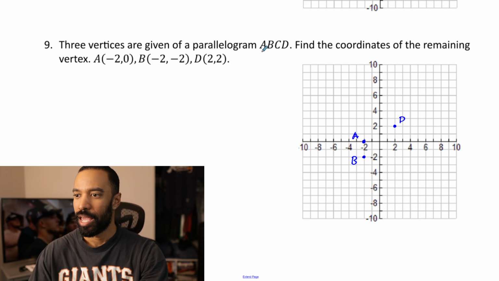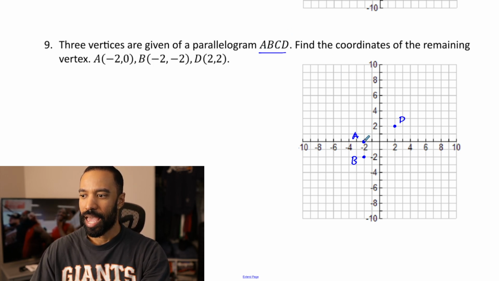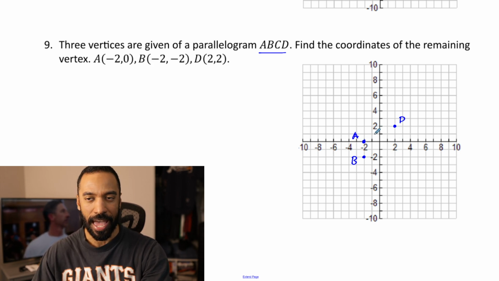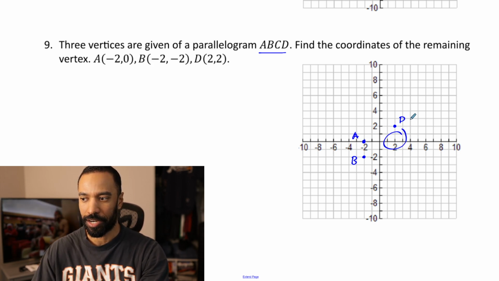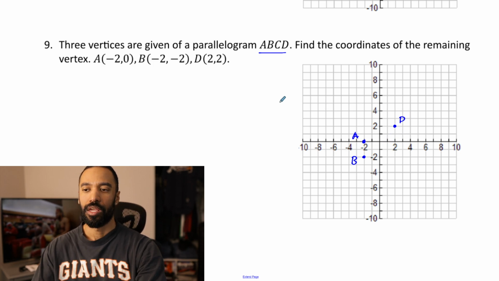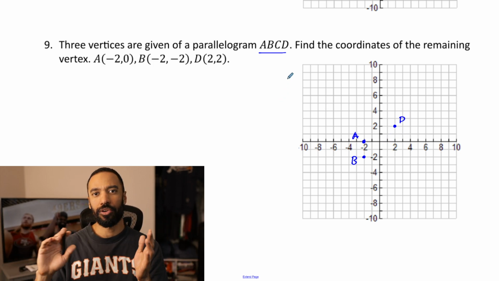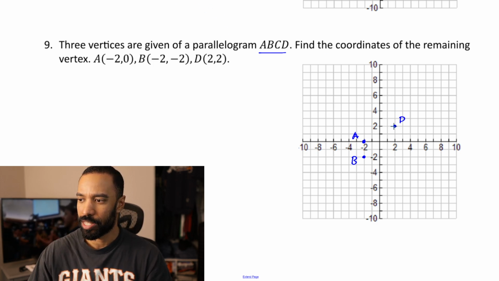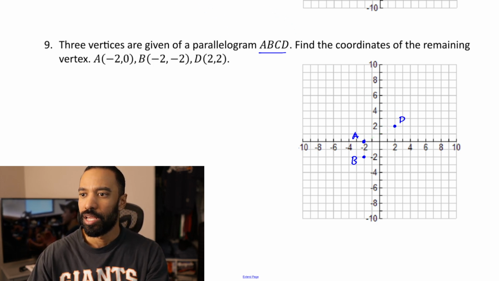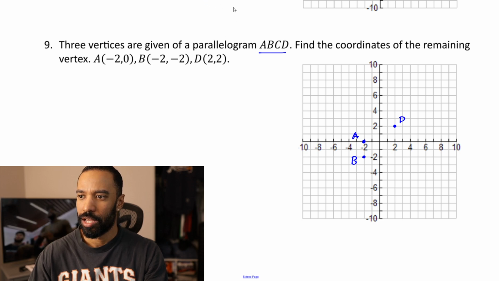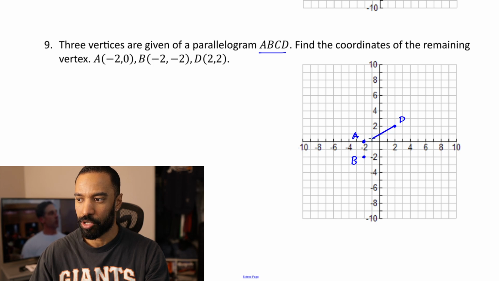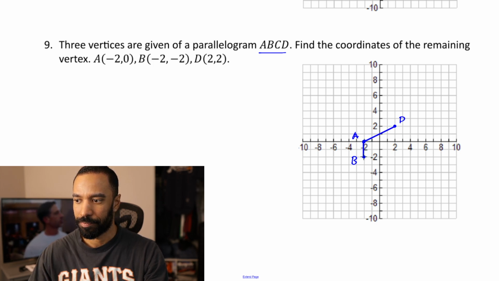Let me get B back. A, B, C, D. That means A needs to connect to B, B needs to connect to C, C needs to connect to D, and D with A. So it's going to be this one over here, and maybe you see which one it is. So how do we work this out? Parallelograms have opposite sides parallel, so if you work the slopes off this thing, like the opposite of the segment you're looking for, then you can find it.